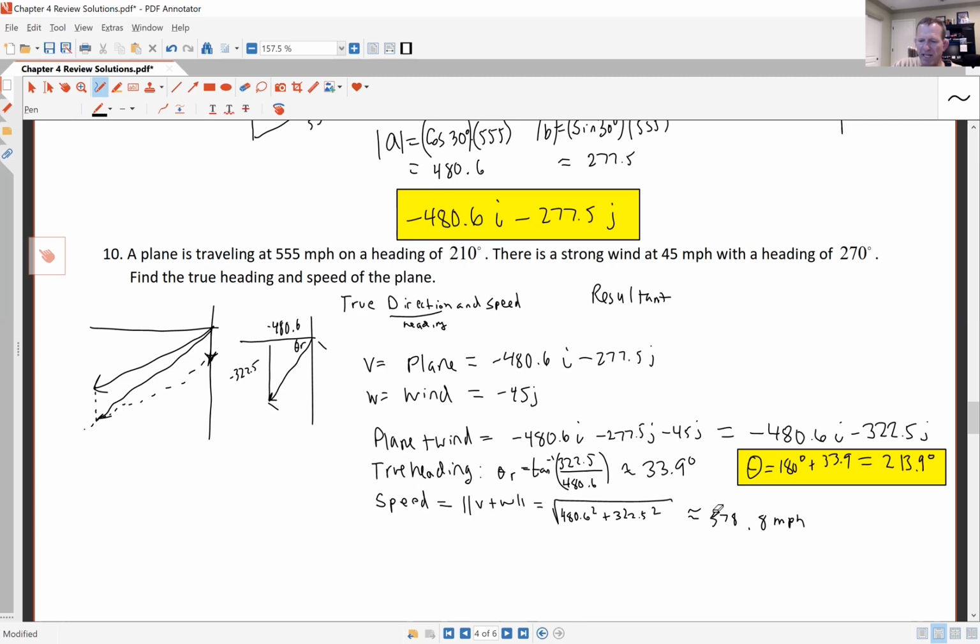So that wind helped us out pretty substantially there. So 578.8 miles an hour. This would be advantageous for the plane, save a little gas because they're going a little faster, about 23.8 miles an hour faster.